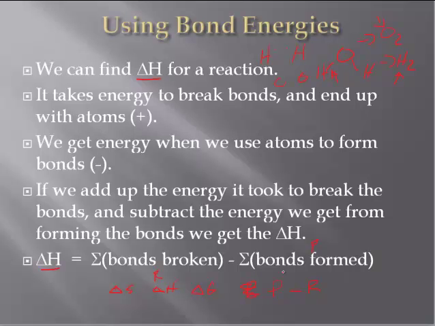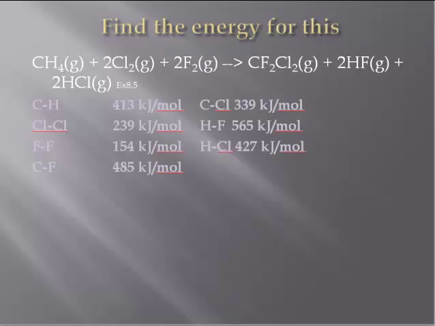When using bond energies, it's a reverse process. You've got to think of what has to happen first before we can form some products. And what has to happen first is you have to break some bonds. So let me show you a typical problem that you'll see. Here's a reaction. Methane plus chlorine plus fluorine gives you these three different compounds. And then there are the bond energies that are involved in this.